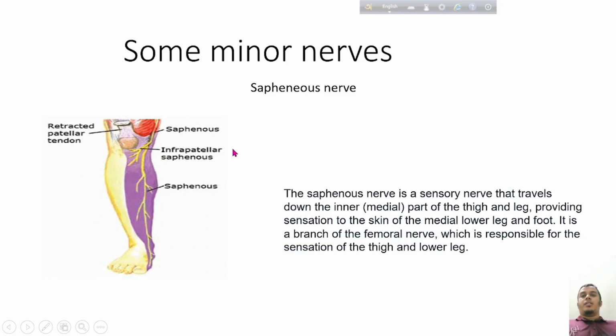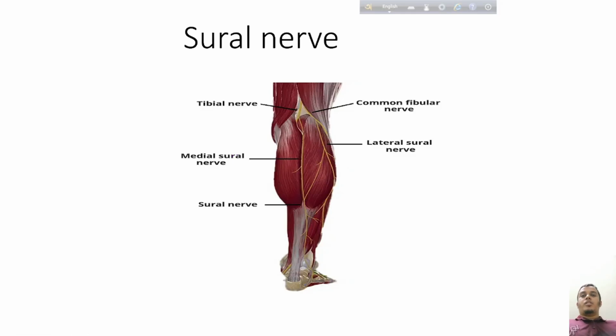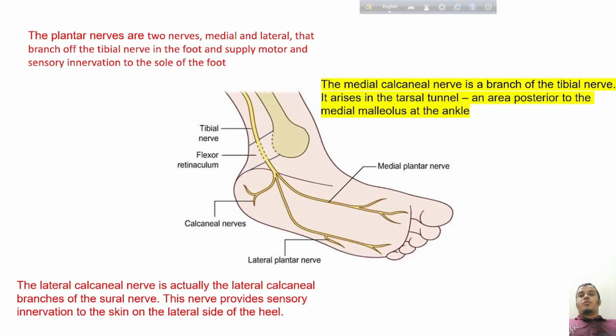Then we talk about the sural nerve, which is formed from two nerves, the medial sural and lateral sural nerves. The medial sural nerve is a branch of the tibial nerve, and the lateral sural nerve is a branch of the common peroneal nerve. Then we see another two nerves, the medial plantar nerve and lateral plantar nerve, which are branches of the tibial nerve, and the calcaneal nerves. The medial calcaneal nerve is a branch of the tibial nerve, and the lateral calcaneal nerve is a branch of the sural nerve.